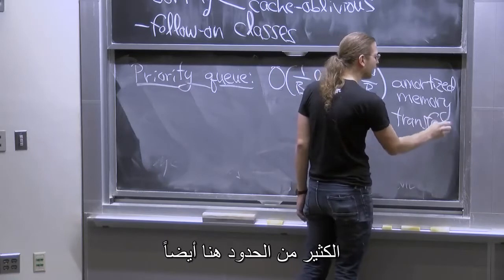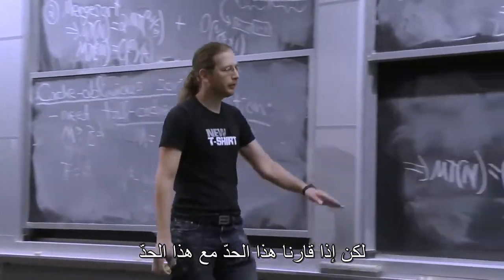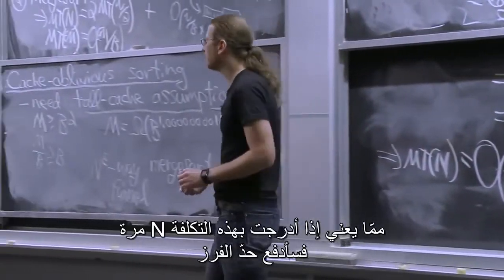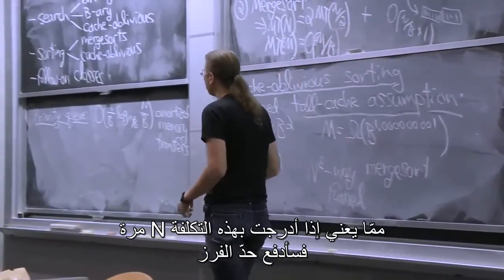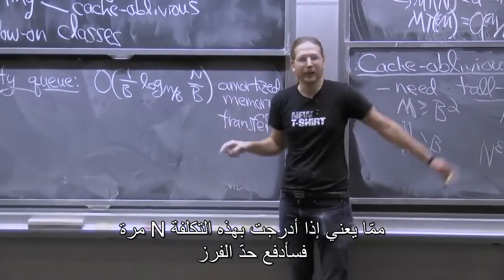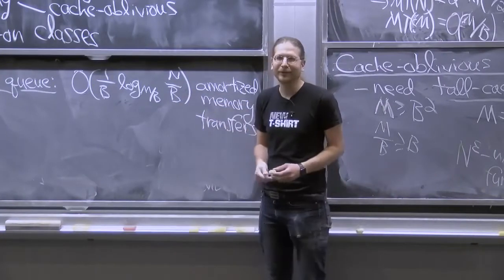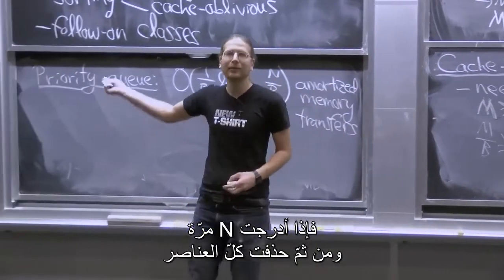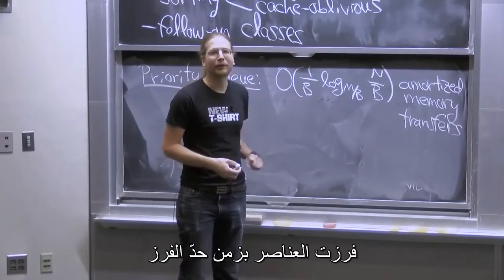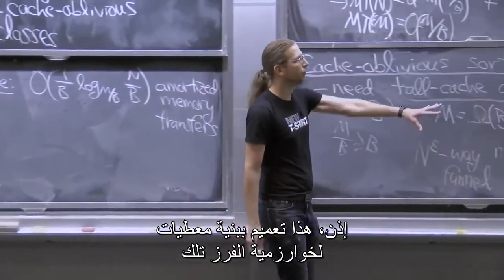Bit of a mouthful again, but if you compare this bound with this bound, exactly the same, but I divided by n, which means if I insert with this cost n times, I pay the sorting bound. If I delete min with this bound n times, I get the sorting bound. So if I insert n times and then delete all the items out, I've sorted the items in sorting bound time. So this is the data structure generalization of that sorting algorithm.